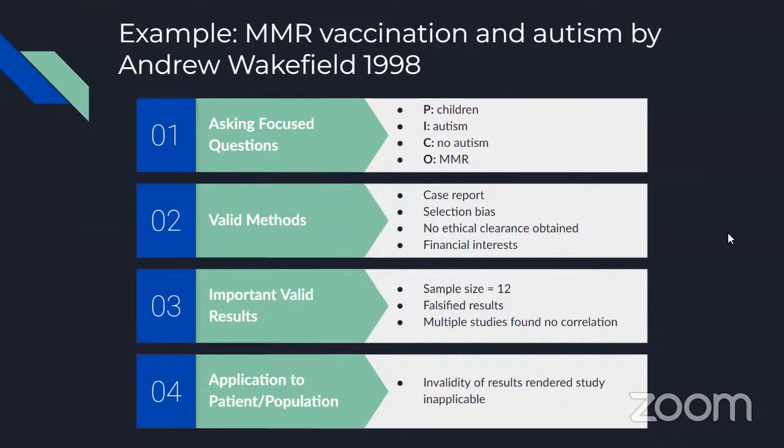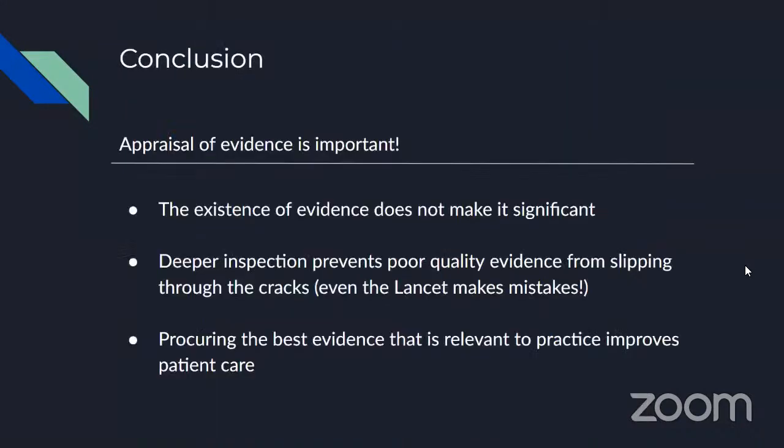It was definitely not applicable to the general population, which is what ended up happening, and it has influenced people to this day since 1998, despite its dispute. So again, I think it's low-hanging fruit, but a strong example of why we need to appraise evidence. And that's really our conclusion here, that appraisal of evidence is important.